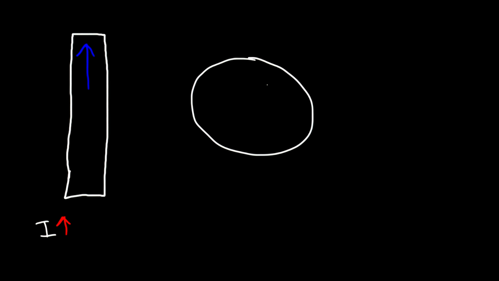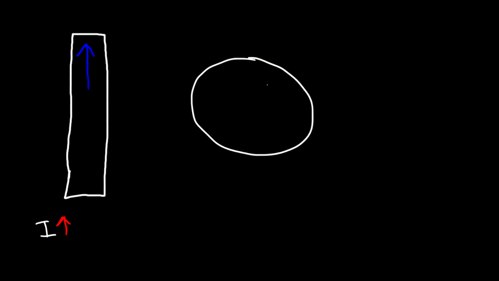Let's say we have a wire, and the current in this wire is increasing. Determine the direction of the induced current in the circular wire. Is it going to be clockwise or counterclockwise? Feel free to pause the video and use Lenz's law to find out.